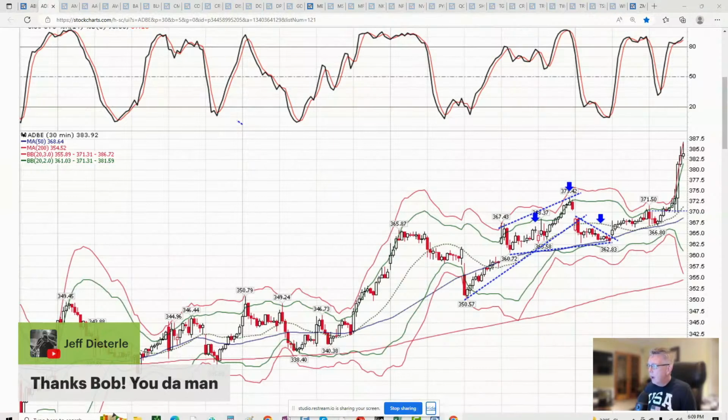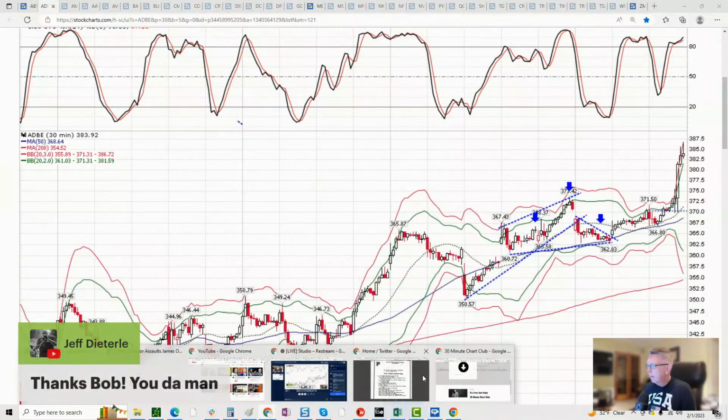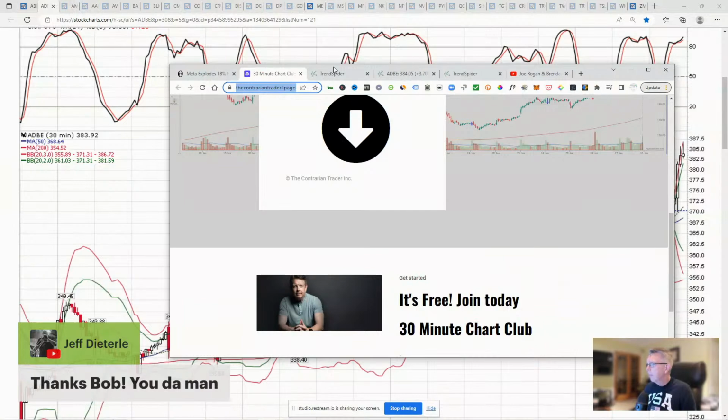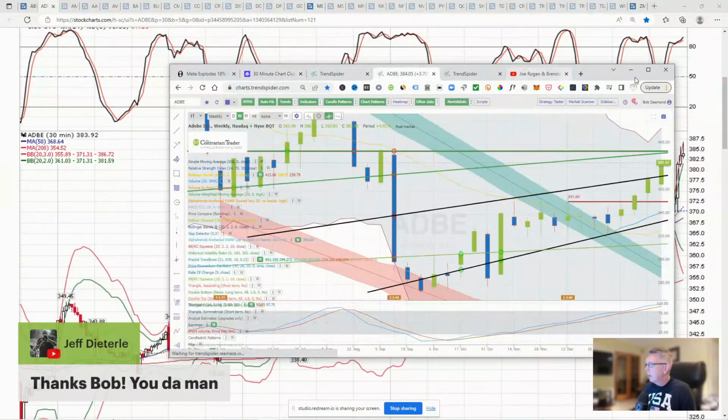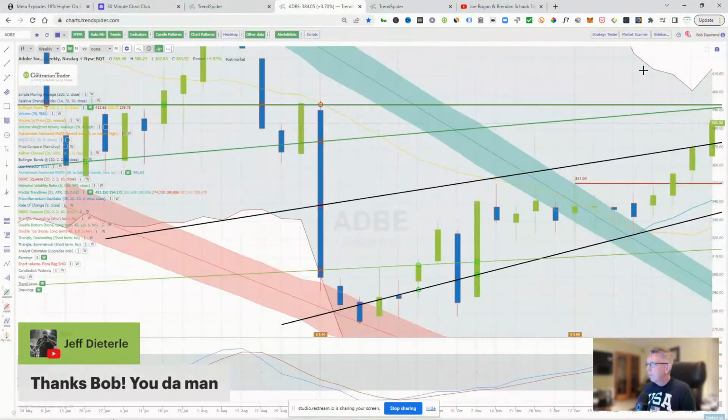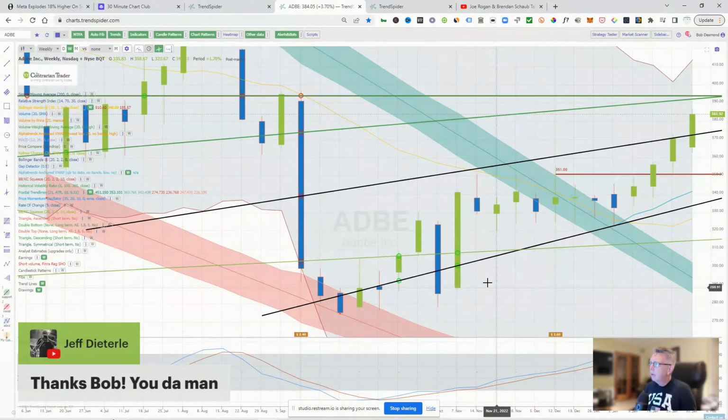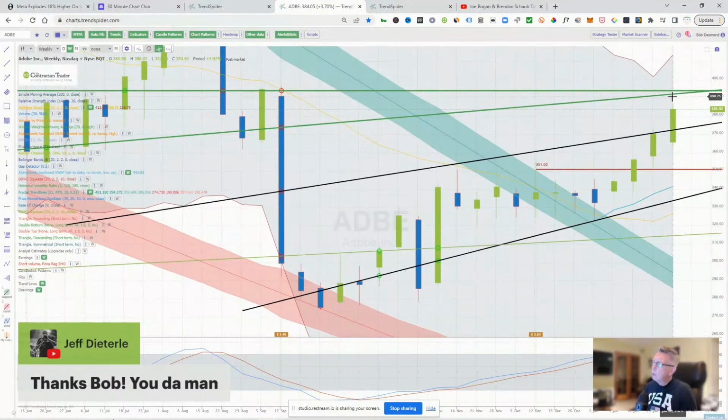And the first one up is going to be Adobe. Okay, so I already did the homework on this one. This is a weekly chart. And you'll note that, wow, you take a look at this, and we can head higher here.